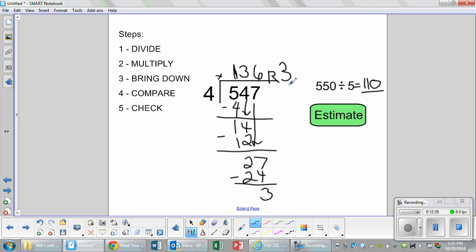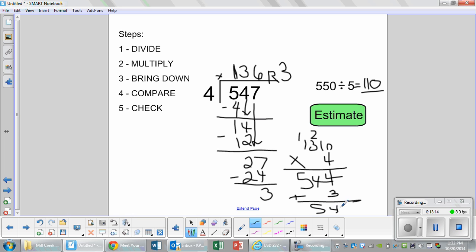One thing I forgot to say earlier is that your remainder should always be less than your divisor. If your remainder is greater than your divisor, then you know you've done something wrong. When you check this answer, I'm going to take 136 times 4. And I get 544 when I add 3, 547, and that tells me that my answer is correct.